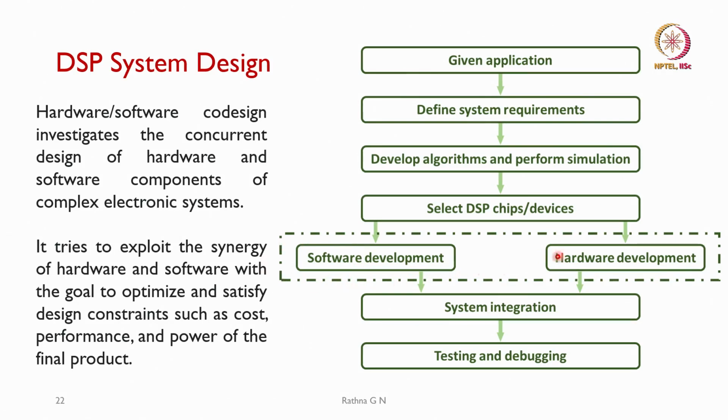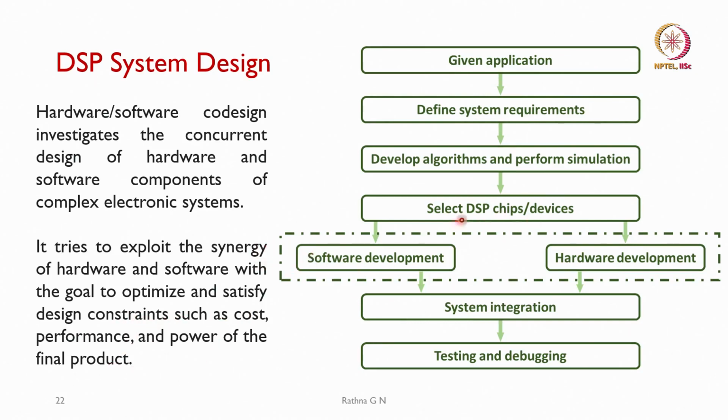But now the trend is what we call hardware software co-design. They have to go hand in hand, that is why it is put in a dotted line. In recent trends, there is concurrent design of hardware and software components of complex electronic systems, so that whatever hardware is getting added, software will also be able to use that hardware. It tries to exploit the synergy of hardware and software with the goal to optimize and satisfy design constraints such as cost, performance and power of the final product.